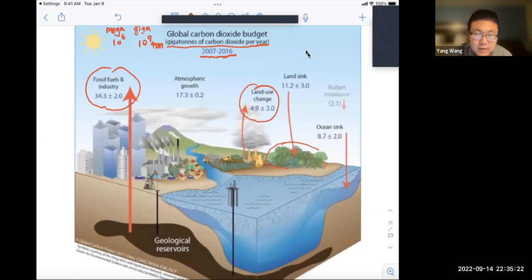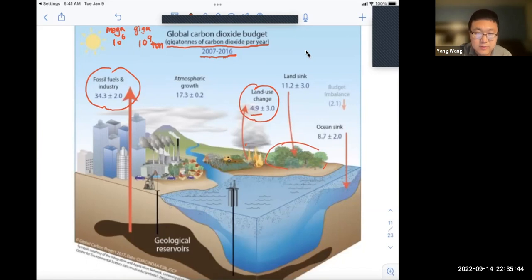They will die, right? After they're dead, they'll get decomposed, and that carbon dioxide is actually getting released into the atmosphere. So there's a net change of carbon dioxide due to the change of the land type, right? So this is contributing around 4.9 gigatons of carbon dioxide per year.